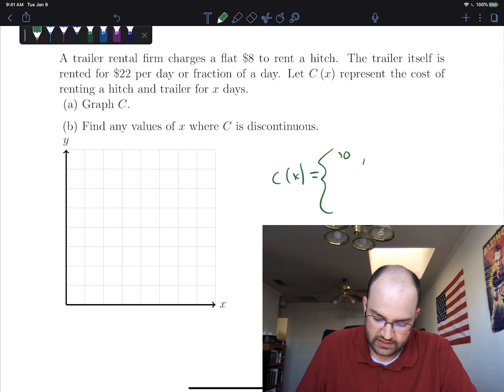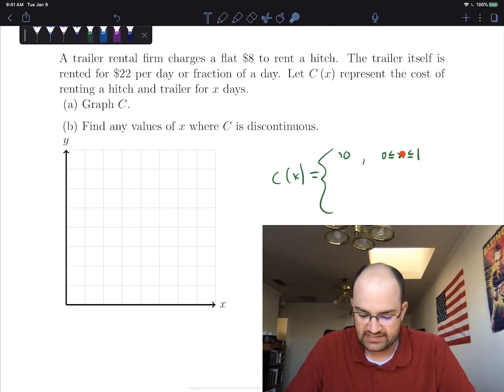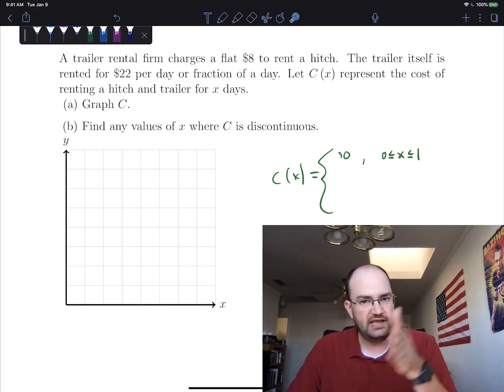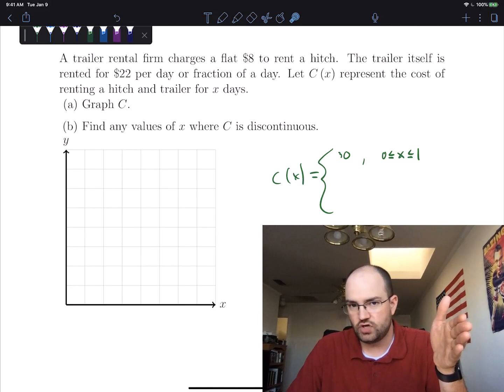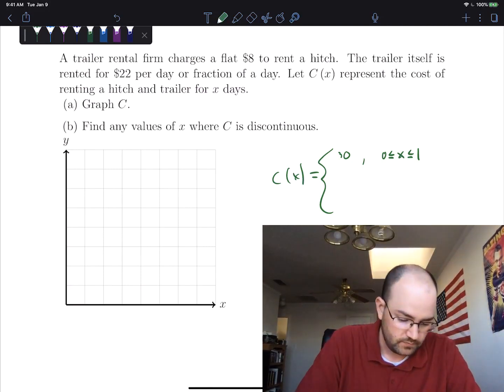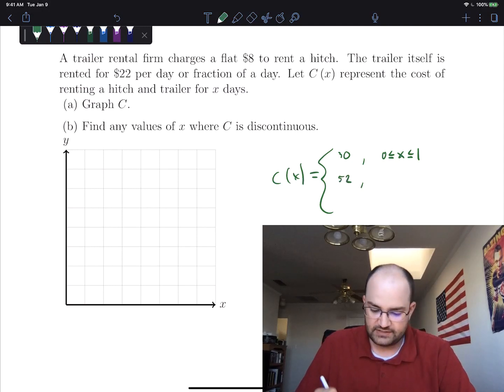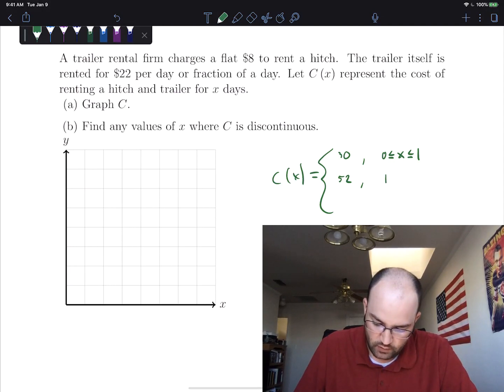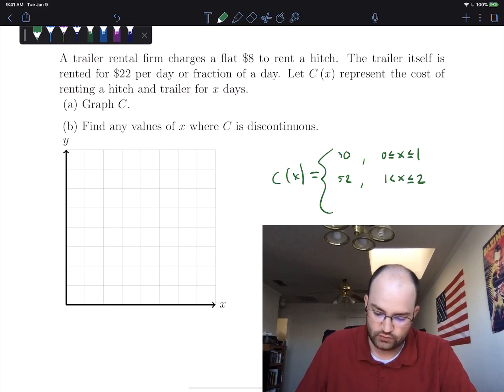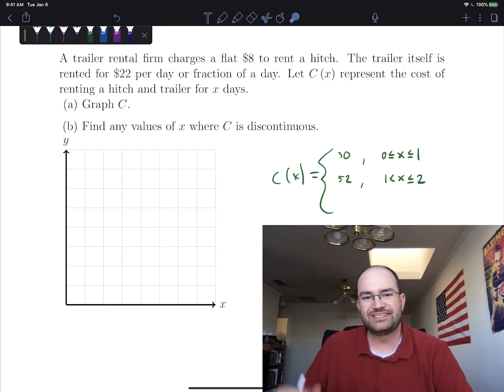But notice that that's when 0 is less than or equal to X is less than or equal to 1. In other words, when X is between 0 and 1, including both endpoints. But notice if you keep it for any more than a single day, they're going to charge you another $22. So that means that the next day would charge you $52. And so that's if X is greater than 1 and less than or equal to 2. Notice I can't say that it's equal to 1 because if it's exactly one day, they would only charge you $30.